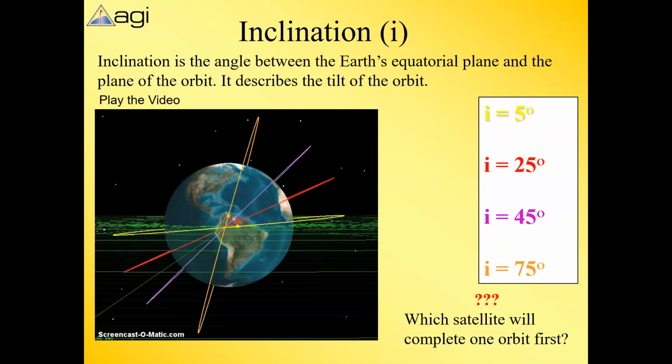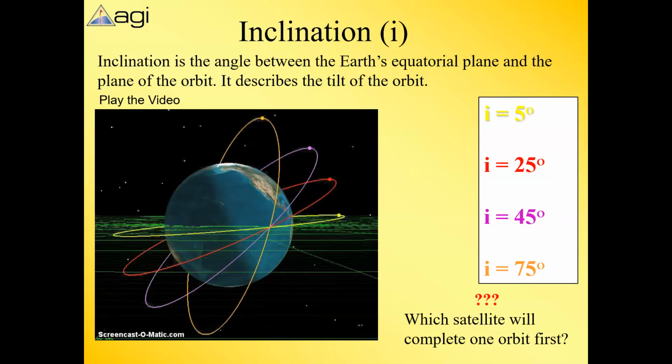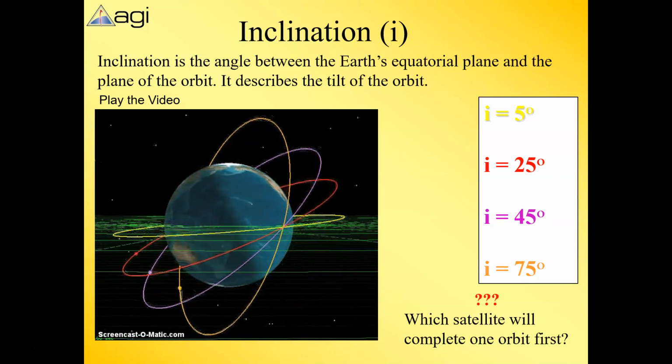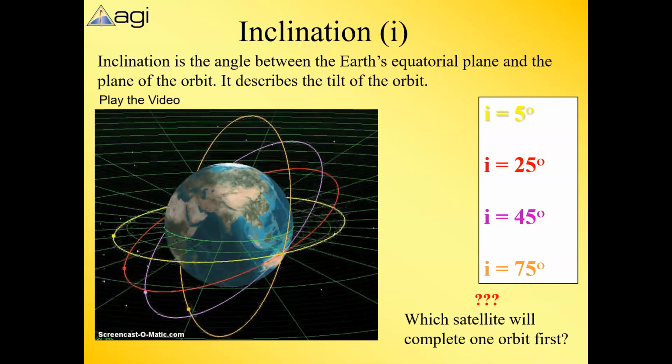So let's take a look. Notice that they have the same E and A. They have the same eccentricity and semimajor axis, but they have different inclinations. So they all have the same periods.